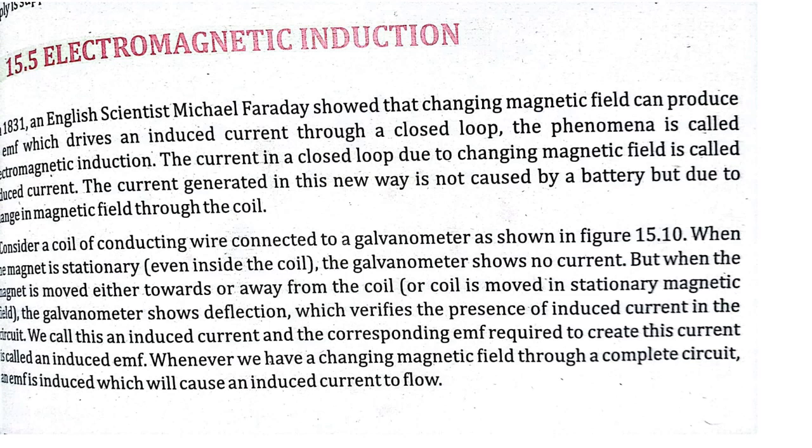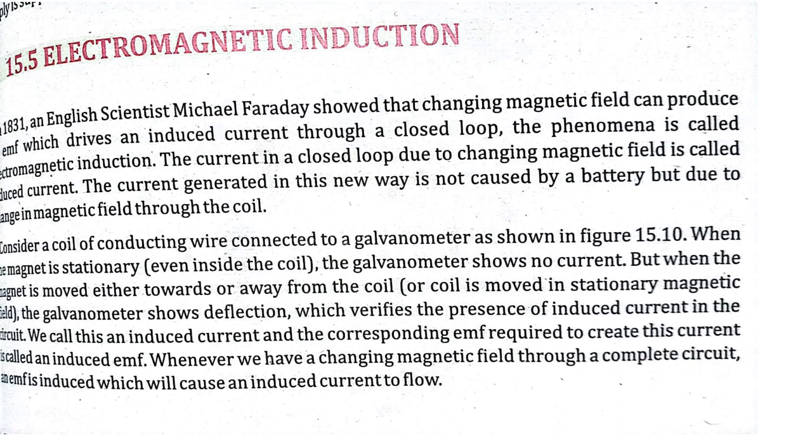For this, we need a closed loop, and we have to change the magnetic field, and by changing this magnetic field we will induce a current. The current generated in this new way is not caused by a battery but due to the change in magnetic field through the coil. For that purpose we consider a coil of conducting wire, and we connect this wire with a galvanometer, as shown in the figure on the next slide.